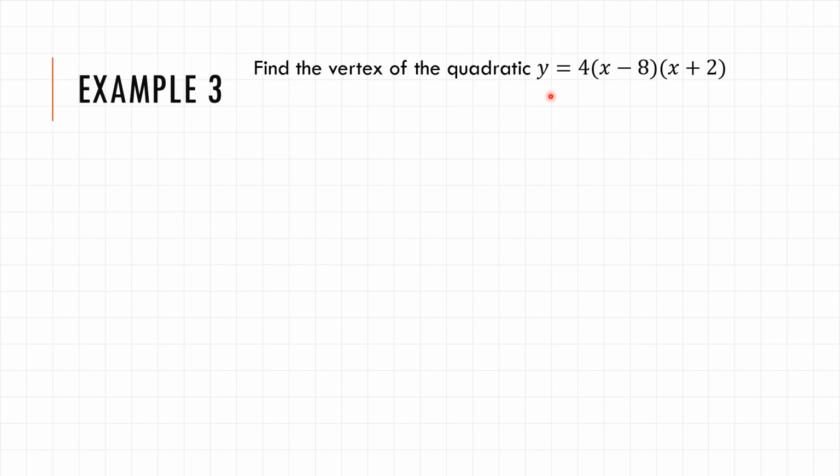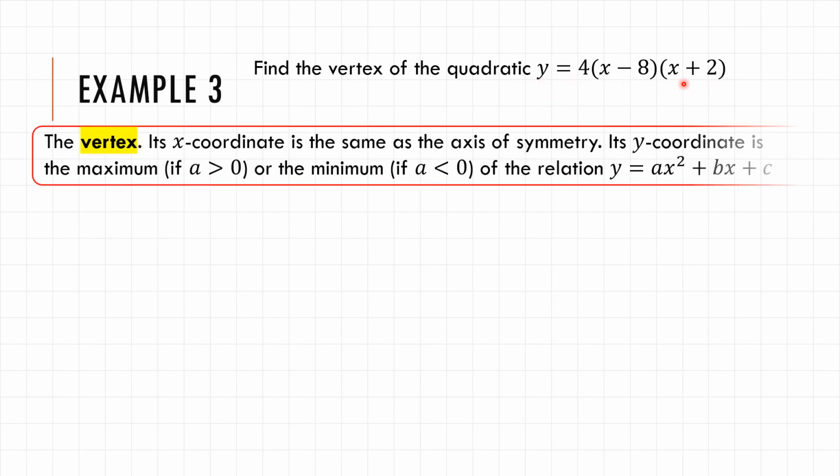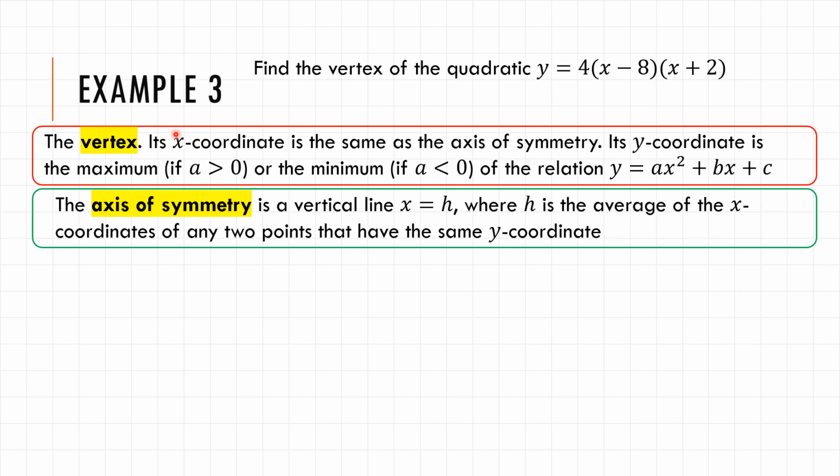Find the vertex of this quadratic. Well, how do we find the vertex if we're given the zeros? Well, the x-coordinate of the vertex is the same as something called the axis of symmetry. The axis of symmetry is a vertical line, x equals h. h is the average of the x-coordinates for any 2 points that have the same y-coordinate. So the easiest ones to use are the zeros.